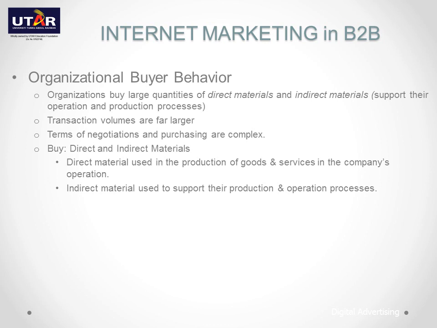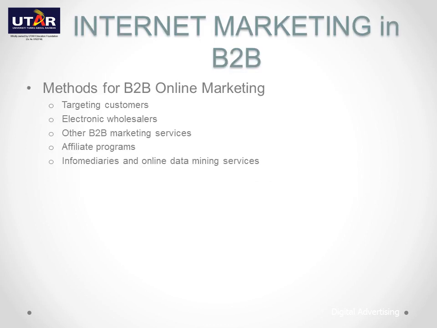Okay, so having marketing in B2B, it's very important to know the organizations that buy large quantities of direct materials or indirect materials. Transaction volume can be far larger. Terms of negotiation and purchasing are complex, and obviously involve direct and indirect materials again. Direct materials are used in the production of goods. Indirect materials are used to support the production of the direct materials, or the operational processes.